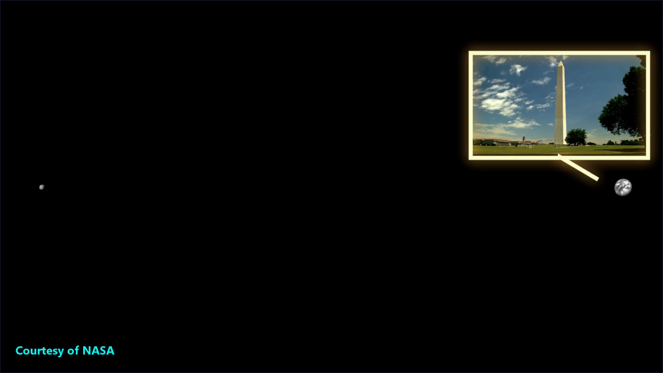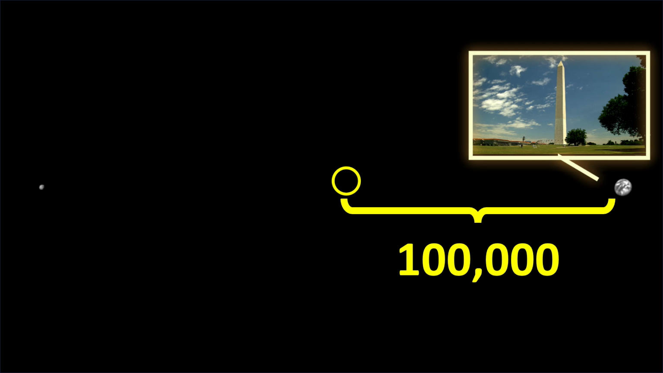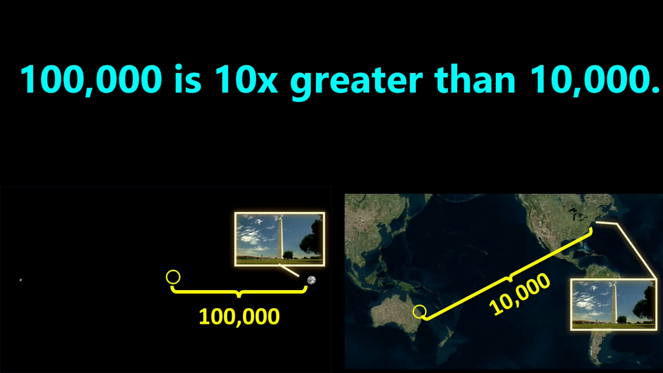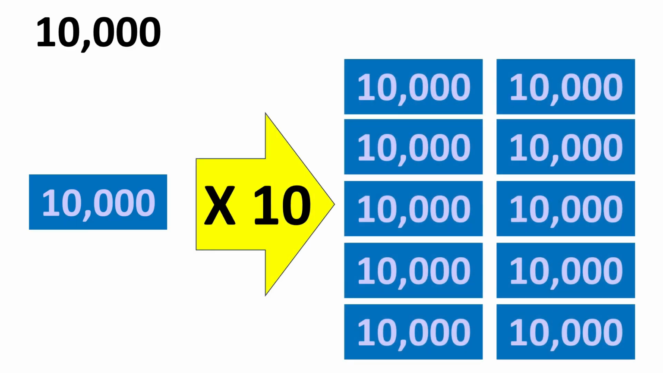The distance from the Washington Monument to about halfway to the moon is 100,000 miles. Please note that the number 100,000 is 10 times greater than the number 10,000. For example, if we start with 10,000 and multiply it by 10, then we get a total of 100,000. 100,000 is 10 times more than 10,000.